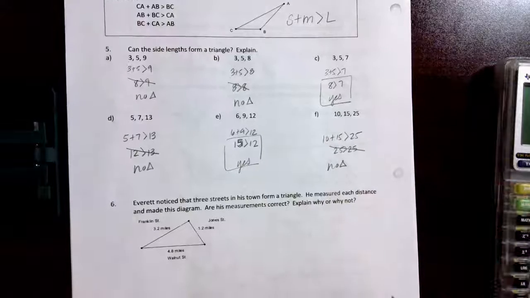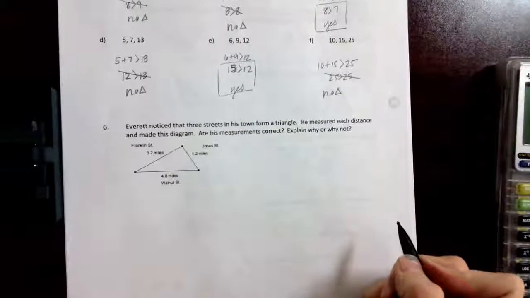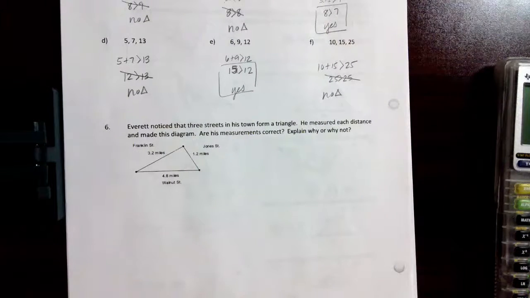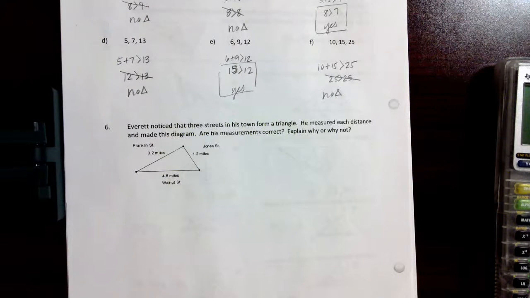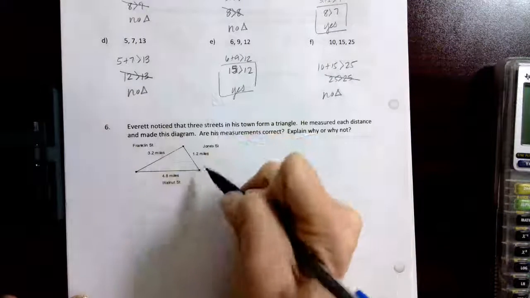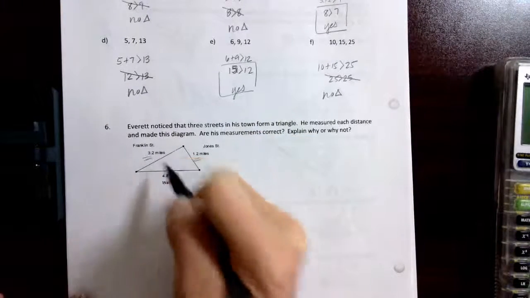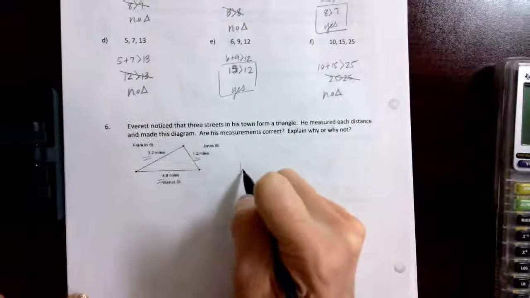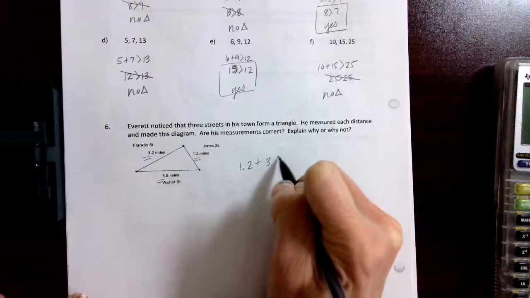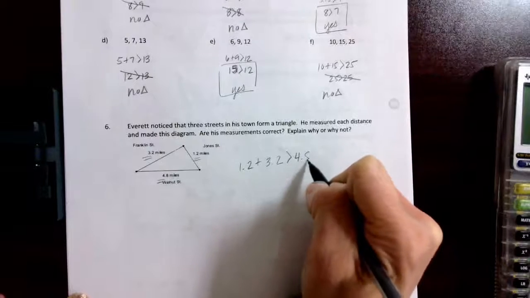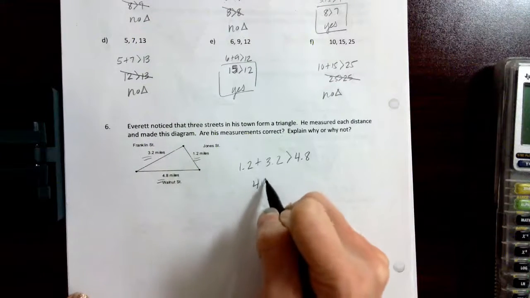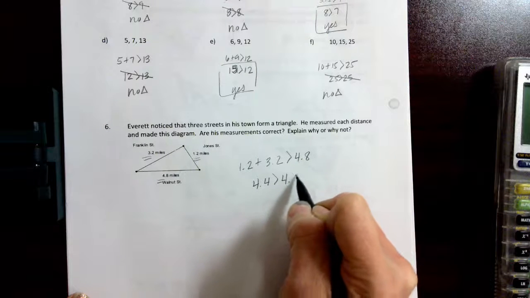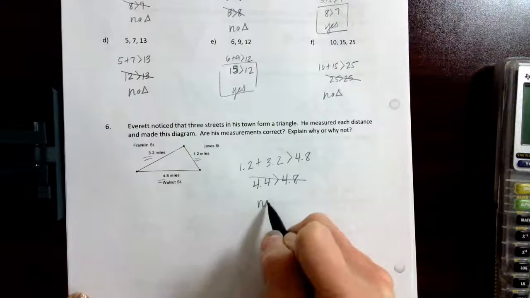Okay, the last one says, Everett noticed that the 3 streets in his town form a triangle. He measured each distance and made this diagram. Are his measurements correct? Explain why or why not. So this is using that triangle inequality, and what we would do is test the small and the medium against the large. So I'm going to say 1.2 plus 3.2 should be greater than 4.8 in order for it to form a triangle. If I add these two together, I get 4.4. Is 4.4 greater than 4.8? Nope. So I say no triangle.